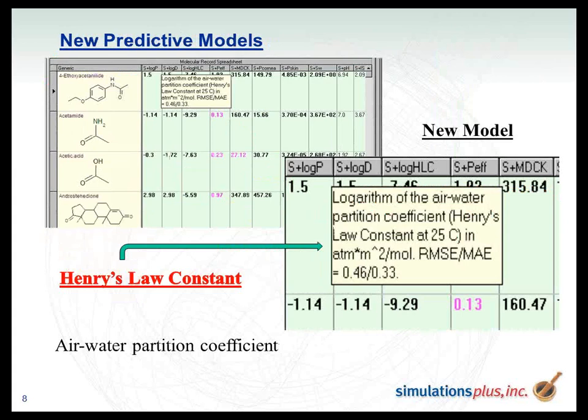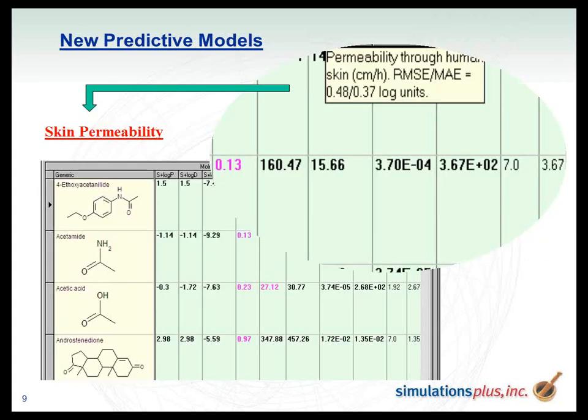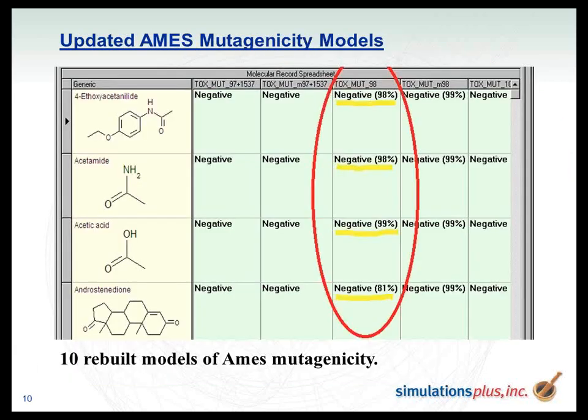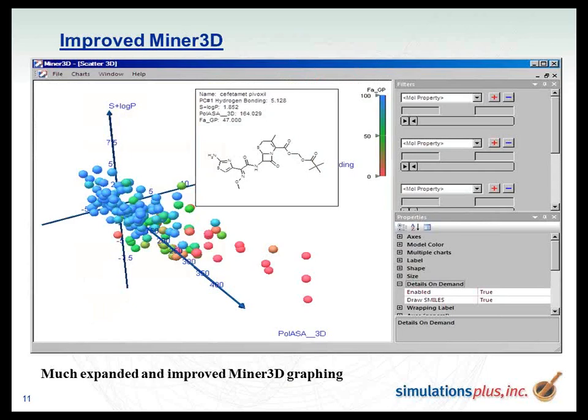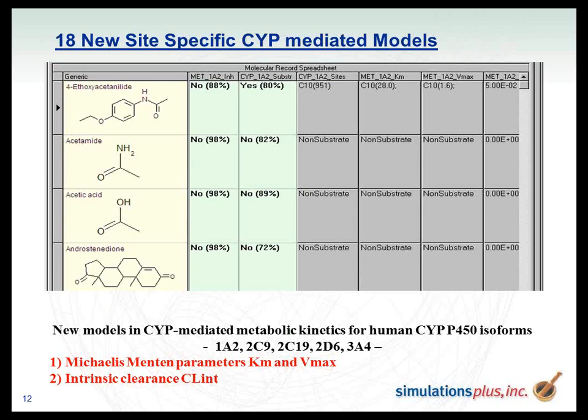We are introducing several new predictive models. One of them is the Henry's Law constant used for the air-water partition coefficient. We also are bringing in another predictive model for skin permeability. We are also updating our Ames mutagenicity models. There are 10 rebit models for Ames mutagenicity. We've also improved the 3D graphing. And we are also bringing in new site-specific CYP-mediated models, the details of which will be covered in Michael's talk.